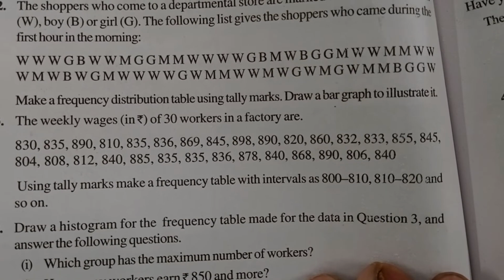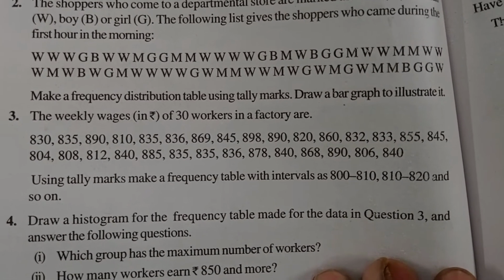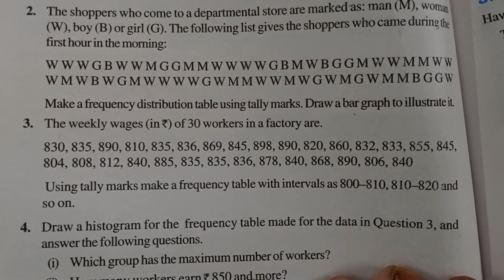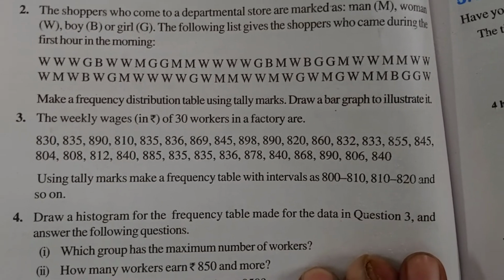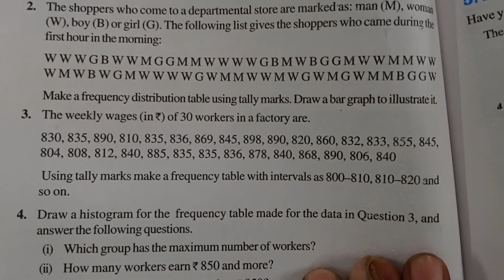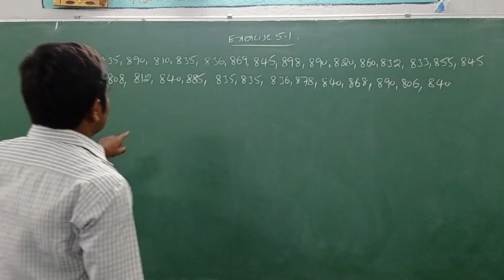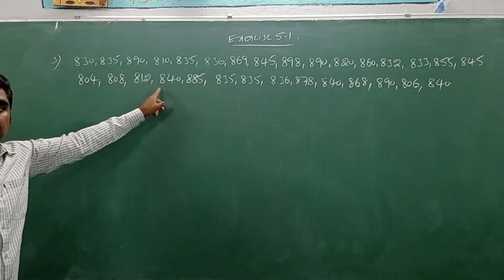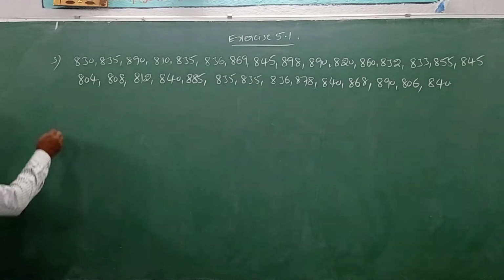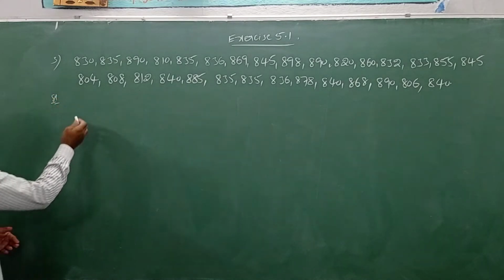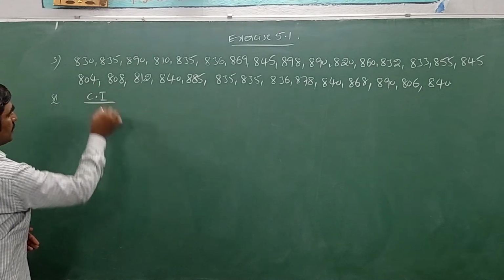They are asking to express them in groups like 800 to 810, 810 to 820 and so on. Then after that they are asking to prepare a frequency distribution table. So finally they are asking to prepare the grouped frequency distribution table. Here we can see the values of 30 persons, and they are asking to express them in a grouped frequency distribution table by taking these class intervals. Which class intervals? 800 to 810. So let us write the class intervals first.